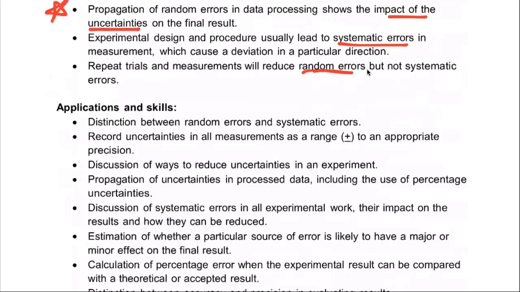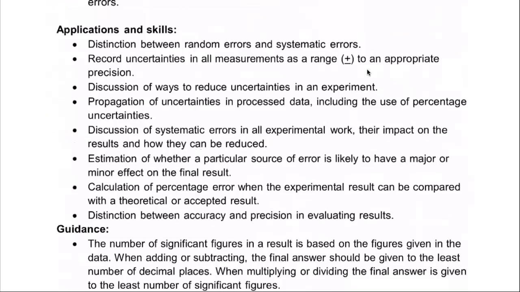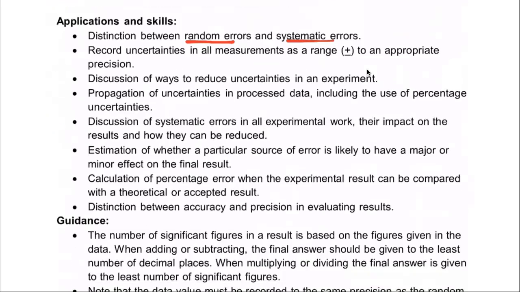So these are the applications of skills, but as I mentioned, we need to know the difference between these two terms. We need to make sure we record uncertainties in all measurements with appropriate precision. That's important because when you're doing your IAs, all your data tables have to include the uncertainty to the correct precision, which means the correct decimal places and things like that. And everything has to match, or they'll dock you for points on that.